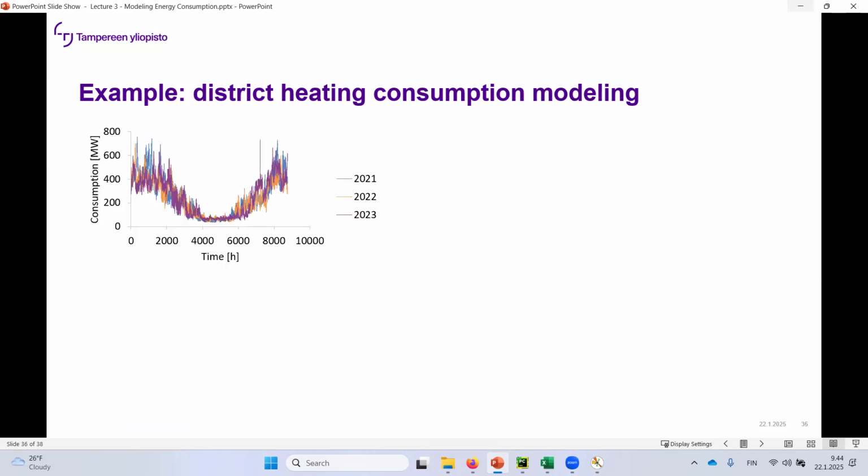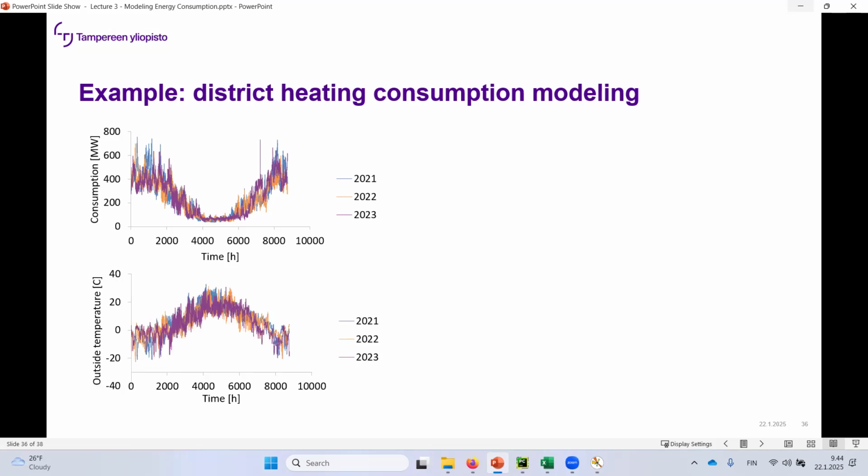So let's try to do that for a certain city inland of Finland. So you can see the consumption of that certain city of district heating in different years, 2021, 22, 23. So we have average data. That's something that's related to this aggregation. And then there's the outside temperature. Again, we can plot or make the model more accurate when we use many years.